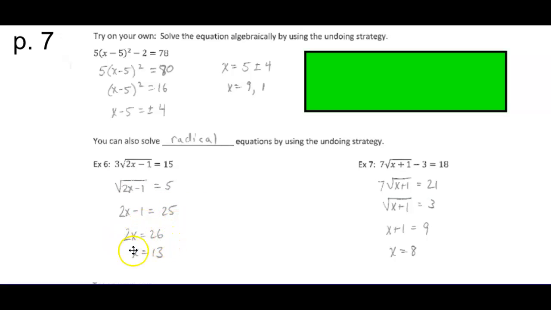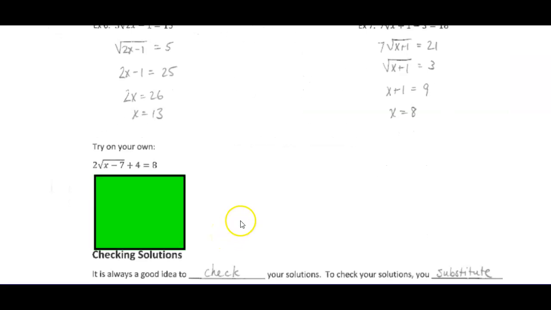Adding 1 gives me 26, and dividing by 2 gives me 13. You can always go back and check your work. Example 7, same thing. I'm adding 3 this time, so trying to isolate the radical again. Adding 3 first, dividing by 7 next, squaring, and then subtracting 1. I have my result. All right, and then you can give this one a try in the middle of the page.